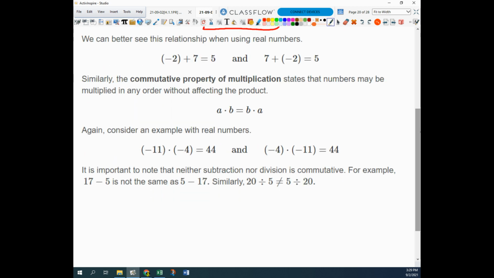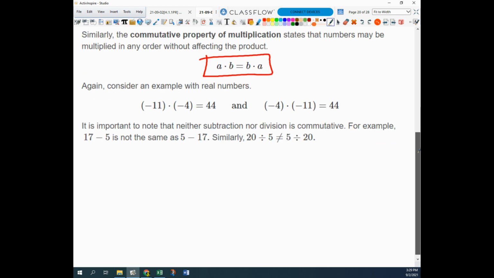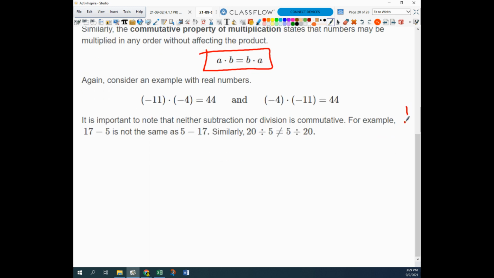Same thing works for multiplication. If I'm multiplying two things, A and B, I could either multiply A times B or I could multiply B times A. The answer is the same either way. Agreed? Okay. So it works for addition and multiplication, but I want you to notice here, this is very important. I'll put an exclamation mark by it. It does not work for subtraction or division.